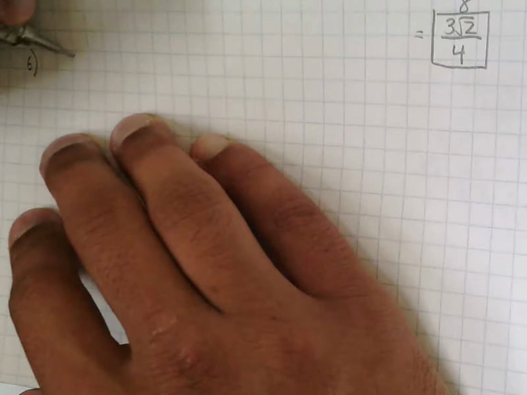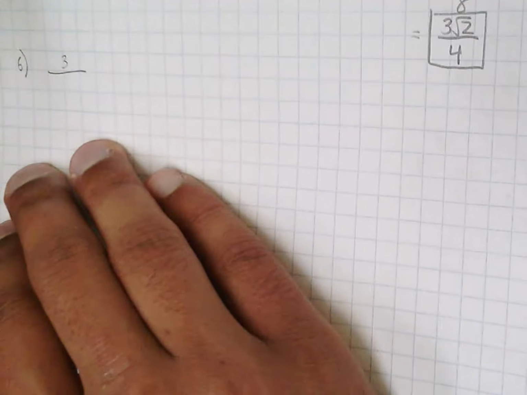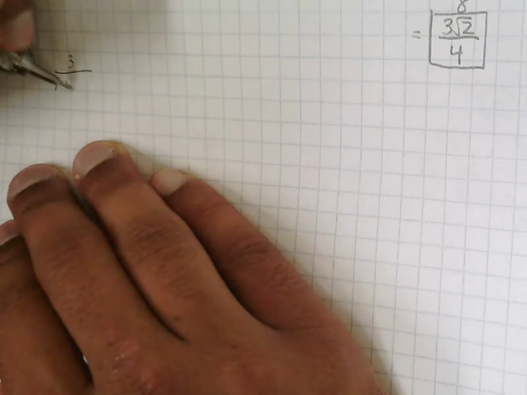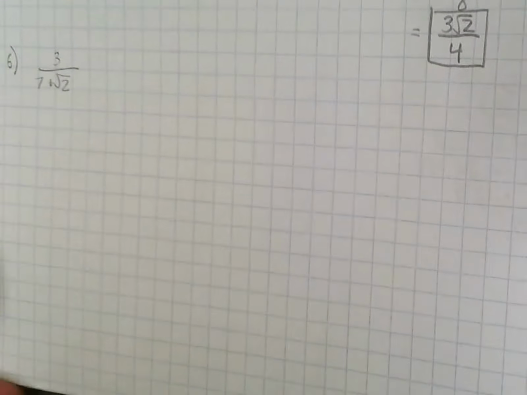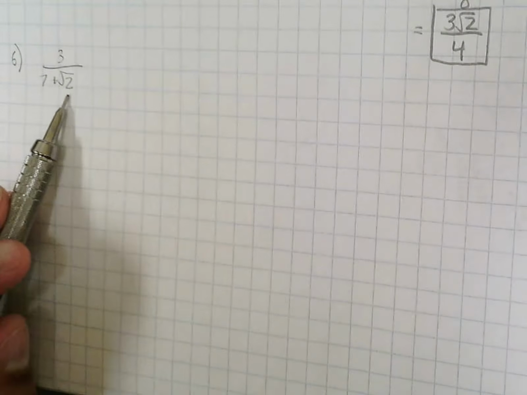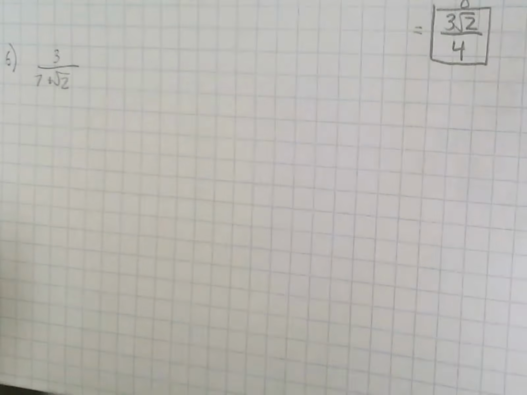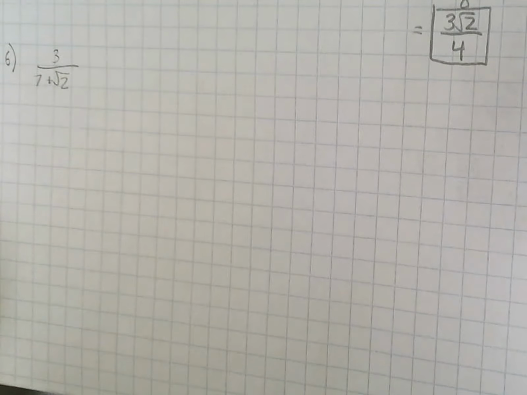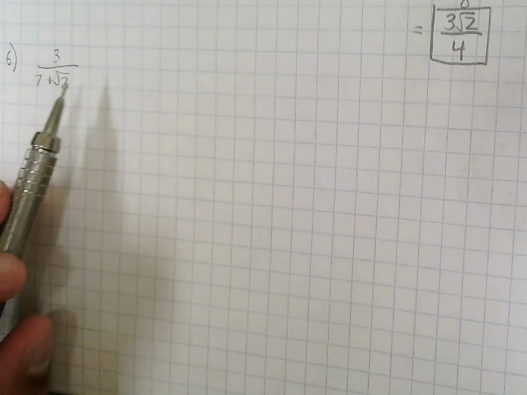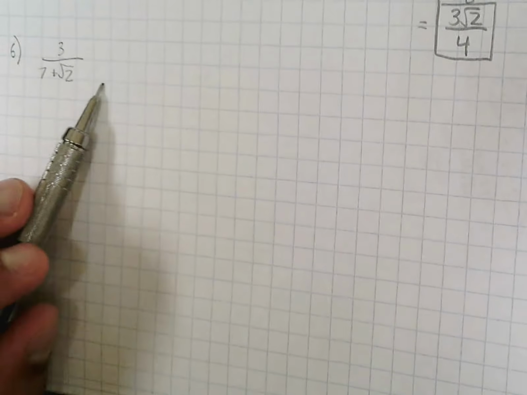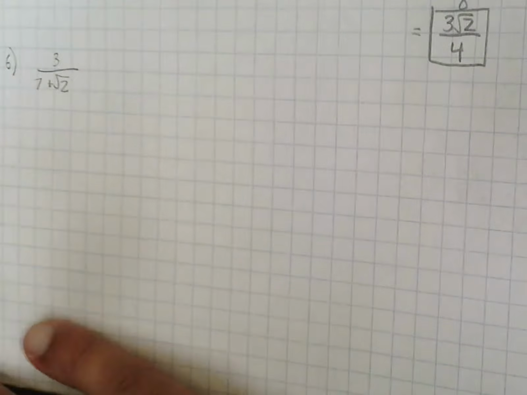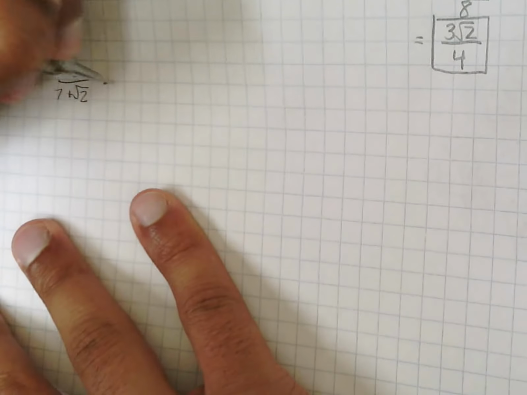What if we have something like this? 3 divided by 7 plus the square root of 2. Now we have an issue because we have a radical in the denominator. We need to rationalize this denominator. So you might think, alright, let's multiply by the square root of 2 over the square root of 2. But if we do that, let's actually do it.